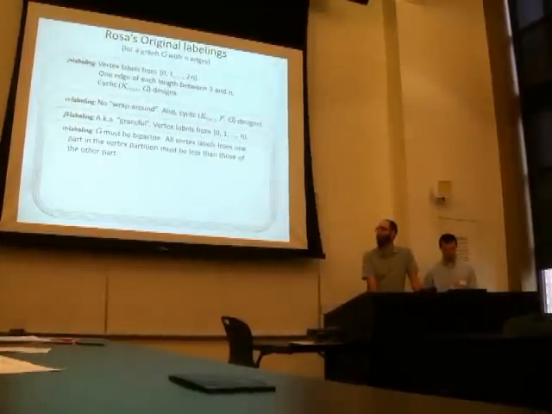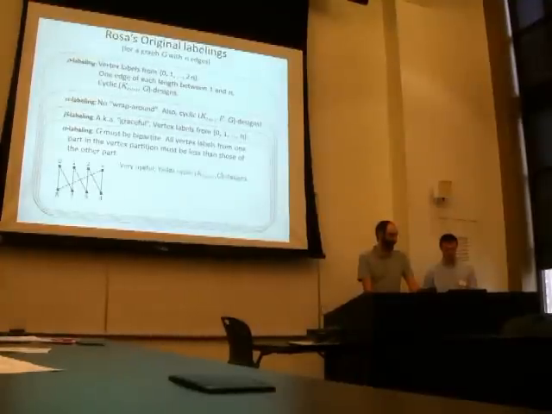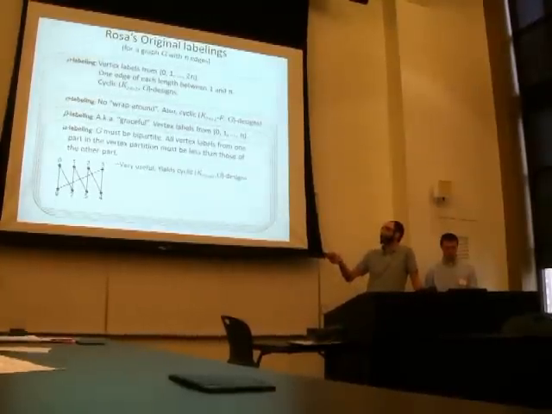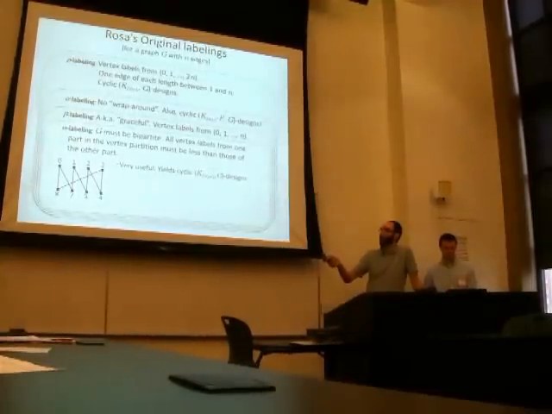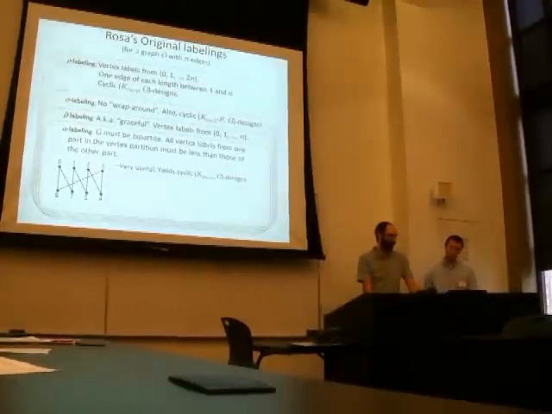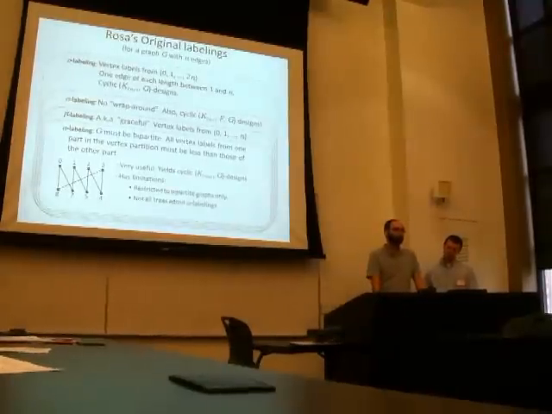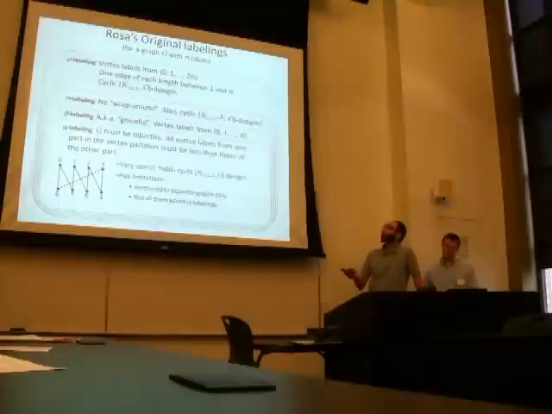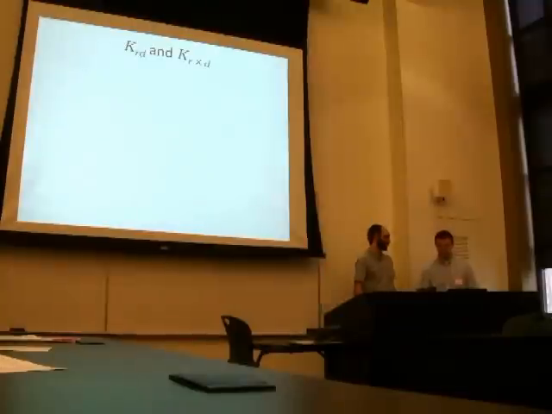In this case, however, G has to be bipartite, and all the vertex labels from one part in the vertex partition must be less than those in the other part. And here you'll see in the top part, the vertex labels go from 0 to 3, and in the bottom they go from 4 to 8. So all the ones in the top are less than those in the bottom. This will yield a cyclic K2n plus 1 G design. It does have limitations. It's restricted to bipartite graphs only, and not all trees are going to admit your alpha labels. Now, most of our research was actually in rho labelings, and Joe is going to give some examples of those.